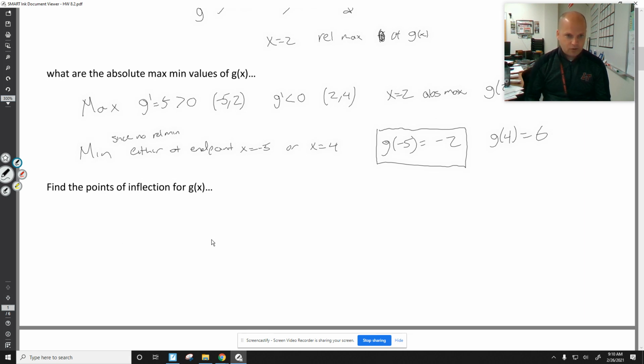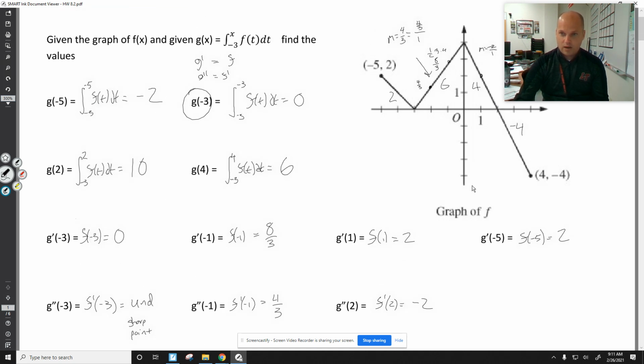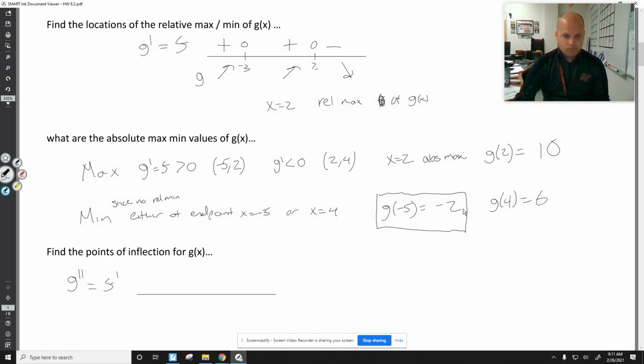Points of inflection for G. And after we do this, we can do a very good job of graphing what G looks like. So points of inflection, remember we look at a second derivative, G double prime. It's the same as F prime in this case. So it's like the slopes of the tangents. Again, looking at points of inflection looks at when things change directions.